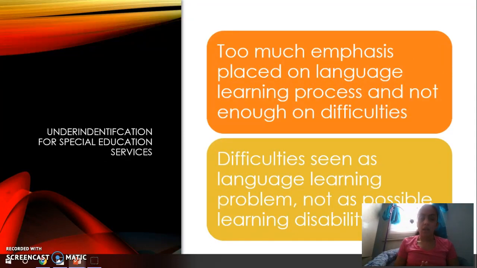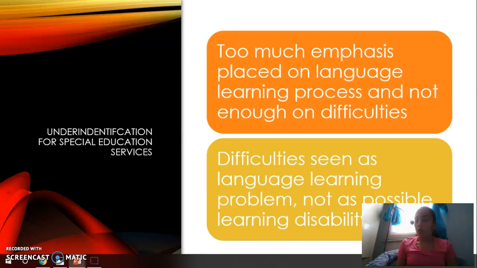On the other hand, there are times where students may be under-identified for special education services, and it's the opposite case. Too much emphasis is placed on the fact that the student is still learning English, and not enough on the difficulties that the student is having. So in this case, difficulties are seen as a language learning problem, not as a possible learning disability.